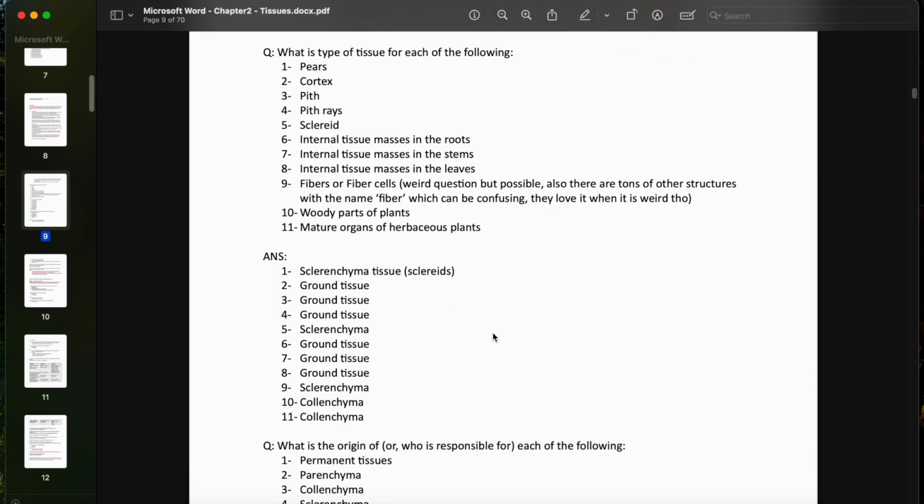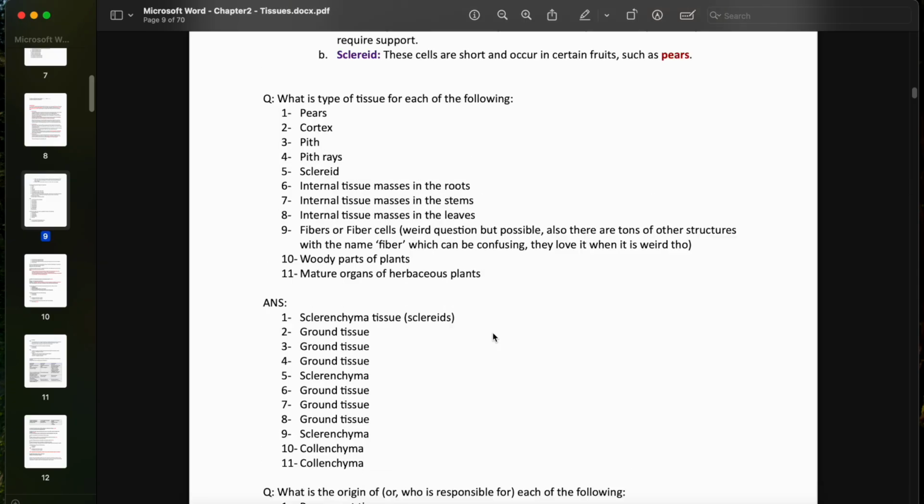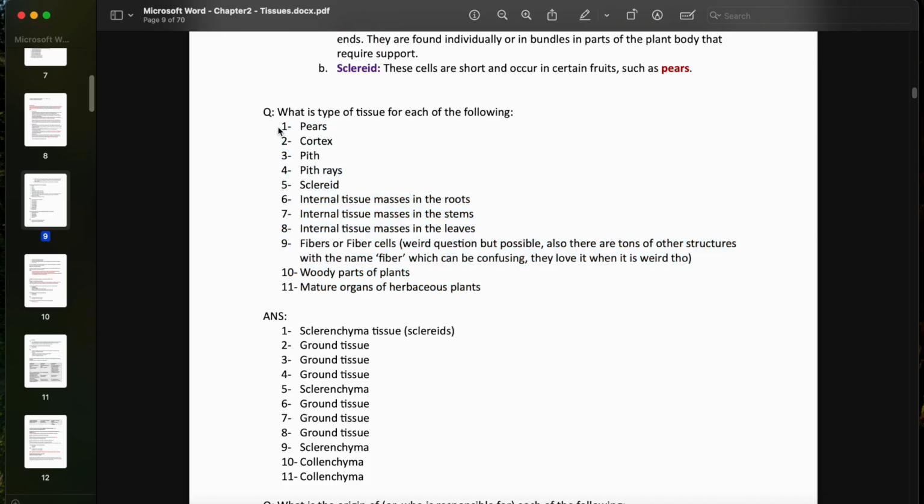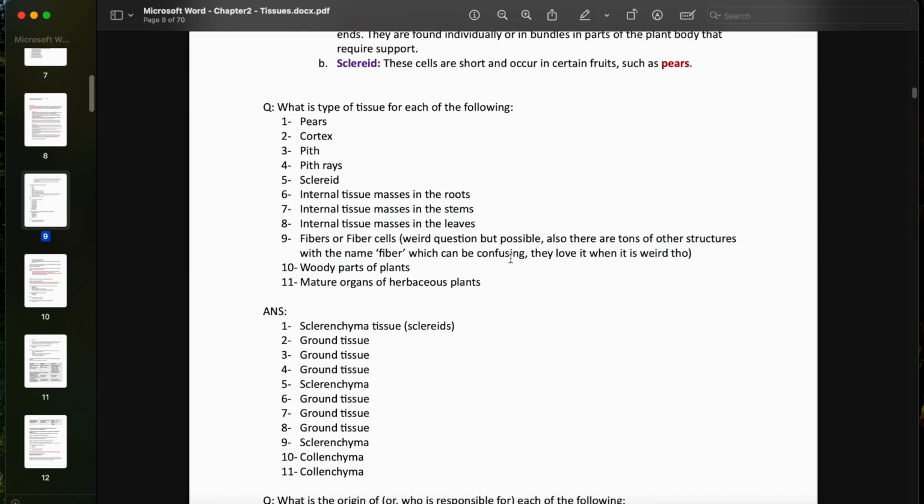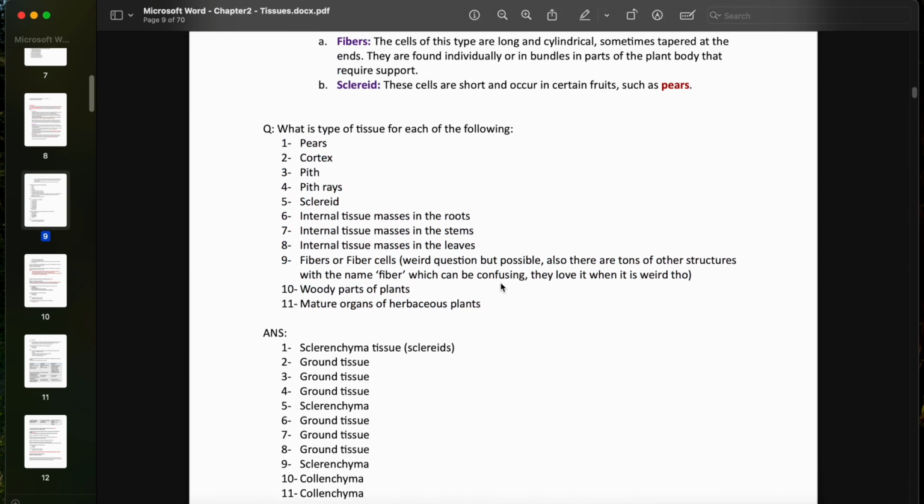Make your own tables on your own paper, because this is going to be an extremely important question. Like every single one of these is either a previous question or a potential question. So every example here is extremely important, and you need to read it very carefully.